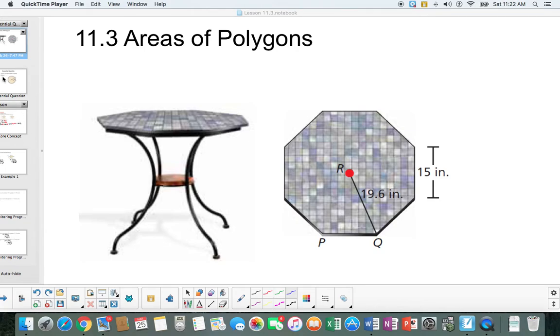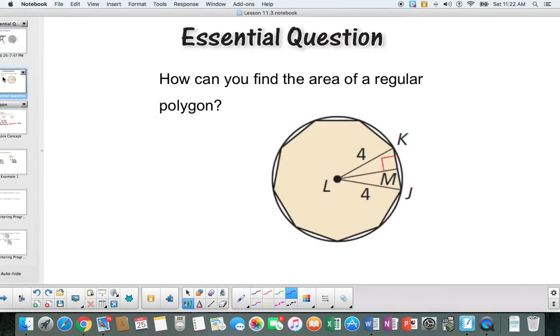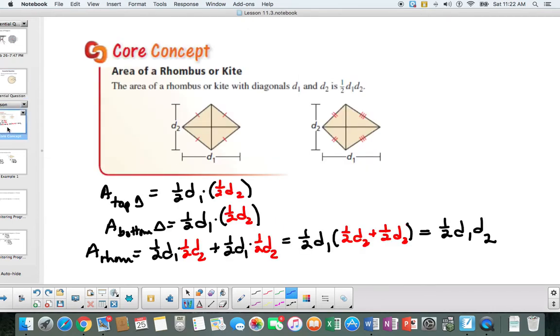11.3 Areas of polygons. Essential question: how can you find the area of a regular polygon? We'll start first by finding the area of a rhombus or a kite. A rhombus is a parallelogram, so you can use the formula A equals BH, but there's another formula that you might want to consider, and that's this formula: 1/2 diagonal 1 times diagonal 2. Let's see why it works.